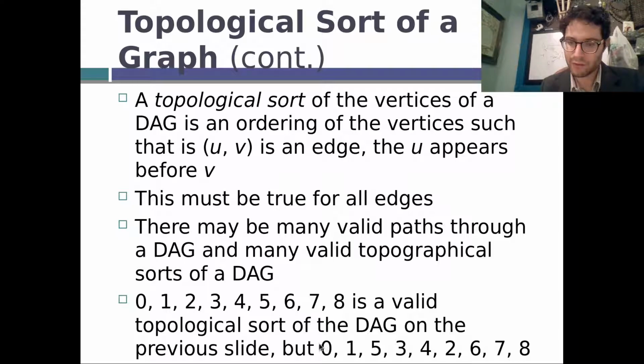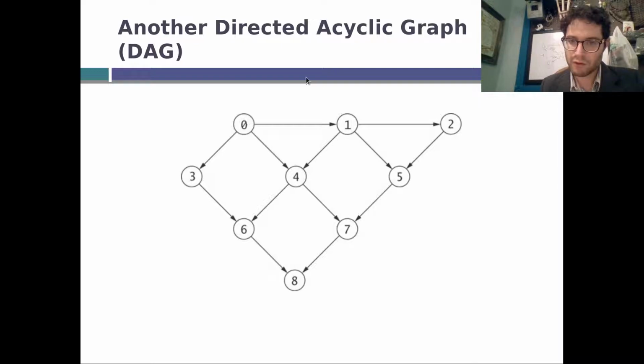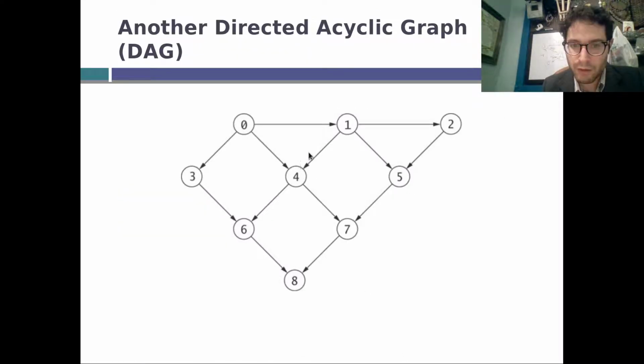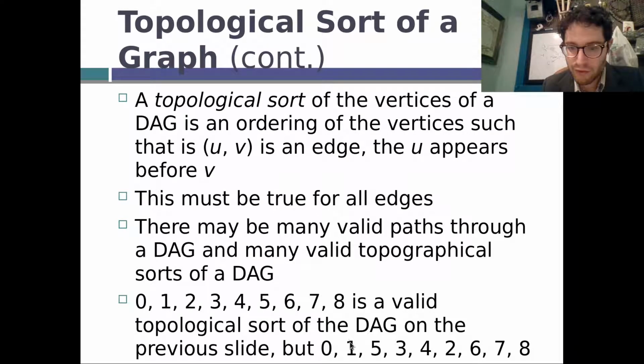So let's just think about that. 0, 1, 5, 4, right? So 0 to 1, 0 to 4, 0 to 3. 0 comes before 1, 0 comes before 4, 0 comes before 3 because it has edges going from 0 to 1, 0 to 4, 0 to 3. So 0 to 1, 0 to 3, 0 to 4. And then let's see, what else would be valid? If we instead swap that so it was 0, 1, 5, 4, 3, that would also be valid.